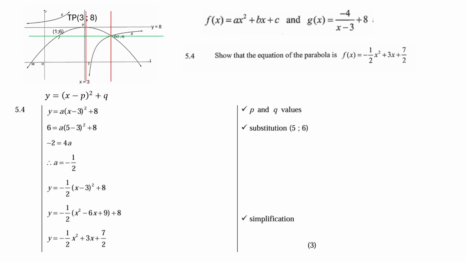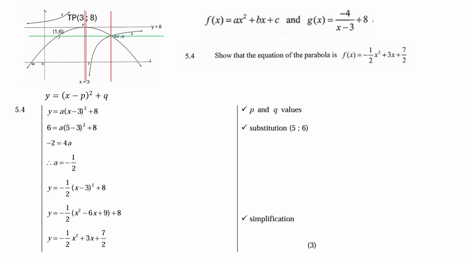Right, question 5.4, show that the equation of the parabola is f(x) = -½x² + 3x + 7/2. Now remember, the turning point of the parabola is (3; 8) as established from the asymptotes. And then we have another point D. So those two points are going to help me. So therefore I'm going to use the formula y = a(x - 3)² + 8. Remember, where's the 3 coming from? The 3 at the turning point with the opposite sign, plus 8 coming also from the turning point.